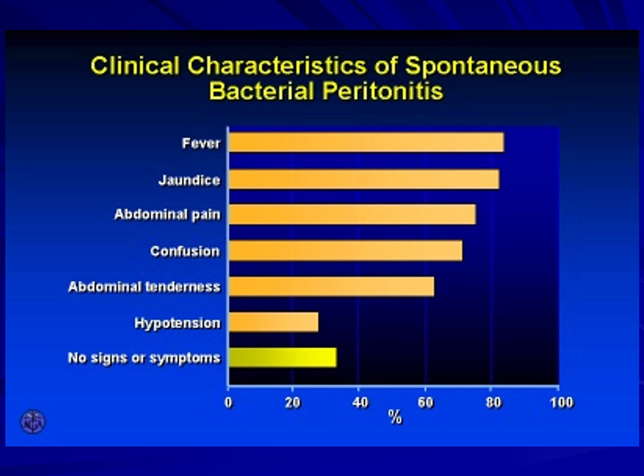So what are the clinical characteristics of SBP, or spontaneous bacterial peritonitis? Patients can present with fever, jaundice, abdominal pain, confusion with hepatic encephalopathy. On physical exam, they have abdominal tenderness. They can be hypotensive, but up to a third of them will have no symptoms.